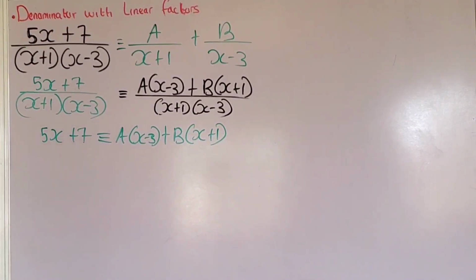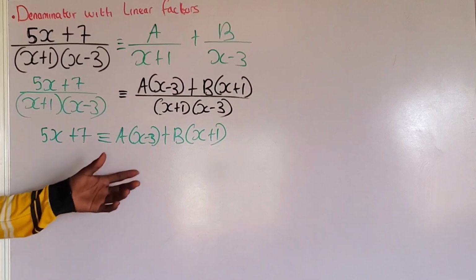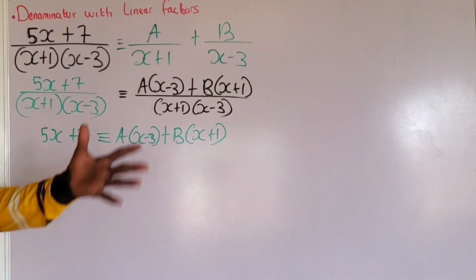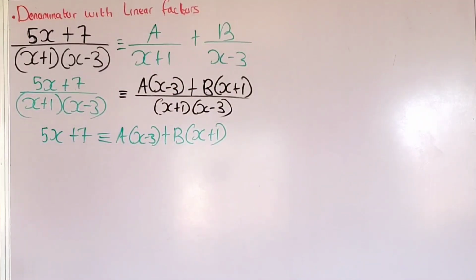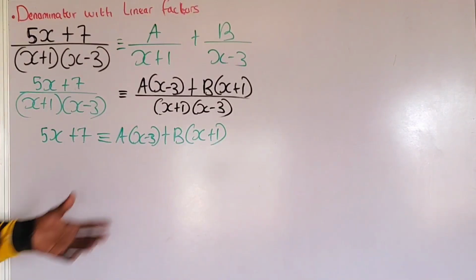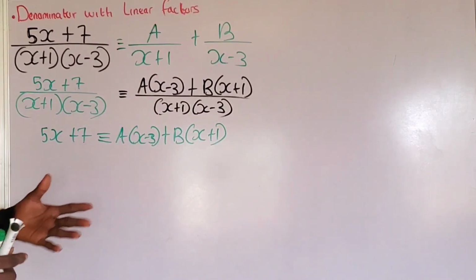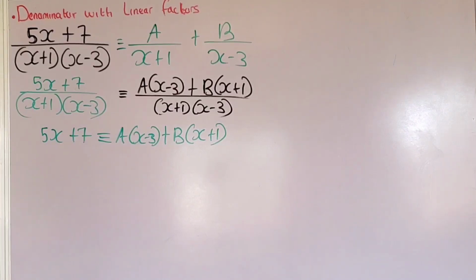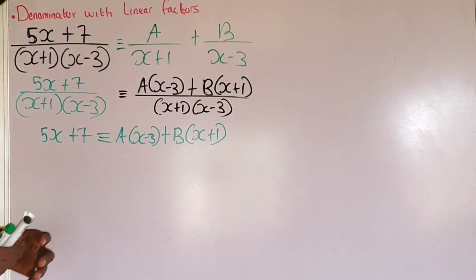Okay, now I want you to pay attention. You see, when you get here, the goal is to find the values of A and B. If I know the values of A and B, I can plug those values into this fraction, and then I'm done with the question that I'm asked to solve. So the goal here is to determine the values of A and B. So how do we get the values of A and B? You can do it in two ways. I'm going to show you the first method now. The first method is that you have to set.